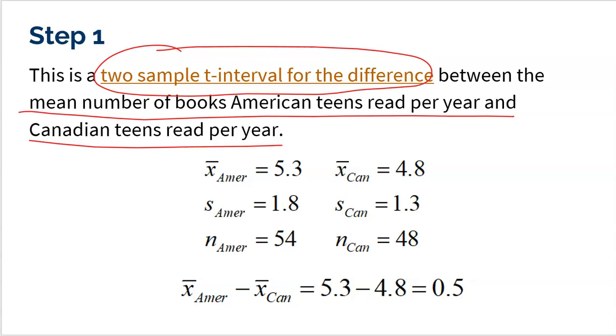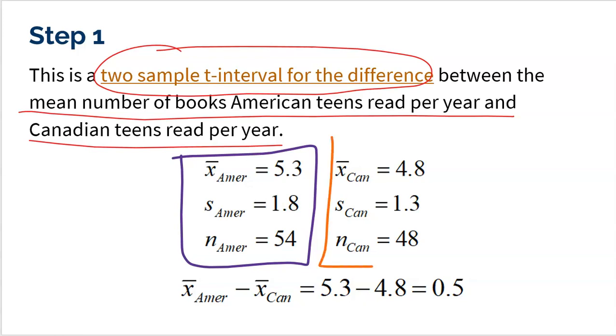Now, another thing I like to do in step 1, but this is not part of step 1, is get all my data organized, right? Get everything organized. So I have the information for the Americans. 5.3 was the average number of books read. 1.8 was the standard deviation. 54 was the sample size. And then I have my Canadians. 4.8 was the average. For the Canadians, 1.3 is the standard deviation, and the sample size was 48.